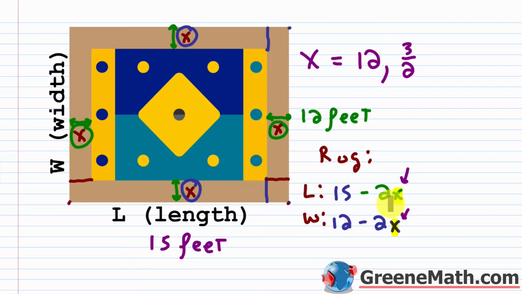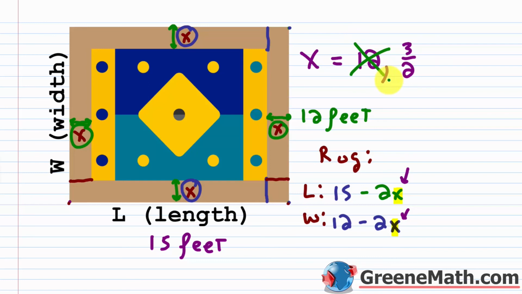Does it make sense for this rug to have a length of negative 9? Okay, no, it can't be negative 9 feet. That doesn't make any sense. It's nonsense. So you get that when you solve these problems. You just have to reject one of the solutions. So go ahead and throw that out. Okay, you can't use that. Can we use 3/2? Yes, we can.